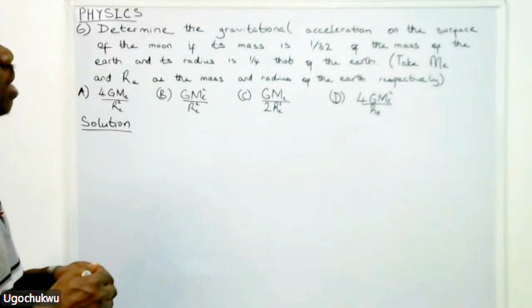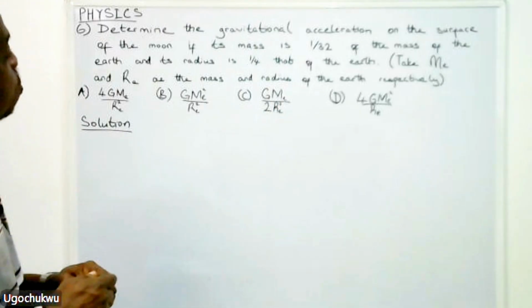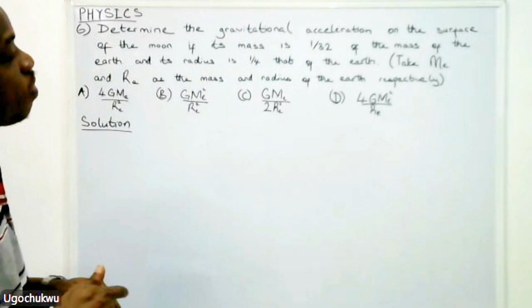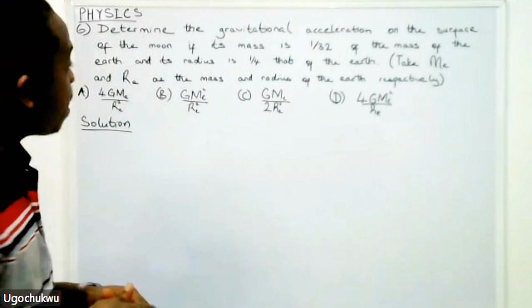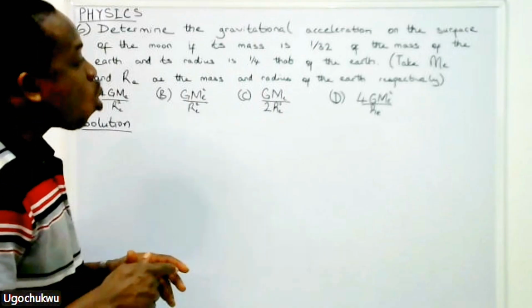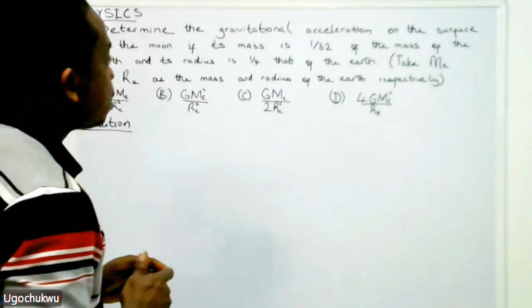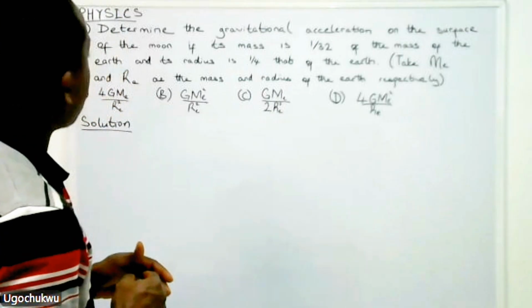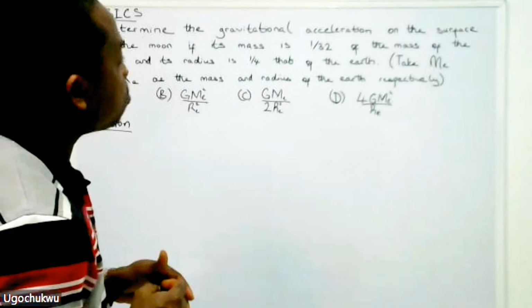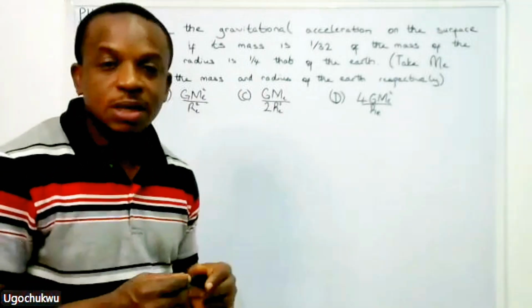Determine the gravitational acceleration on the surface of the moon if its mass is 1/32 of the mass of the Earth and its radius is 1/4 that of the Earth. Take ME and RE as the mass and radius of the Earth respectively.